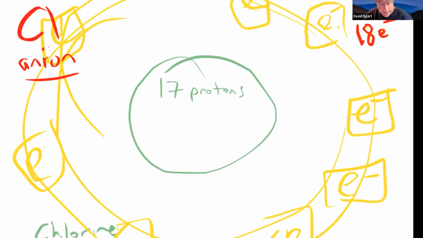The other thing we can add into the picture of the atom, just for completeness, is the neutrons. Chlorine has 17 protons, so probably about 8... A lot of them will have 18 neutrons. Some of them instead are going to have 19 neutrons.